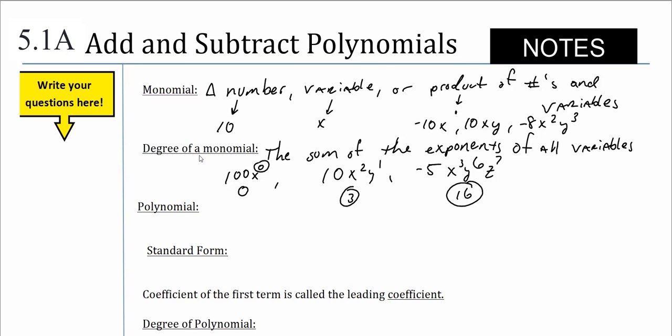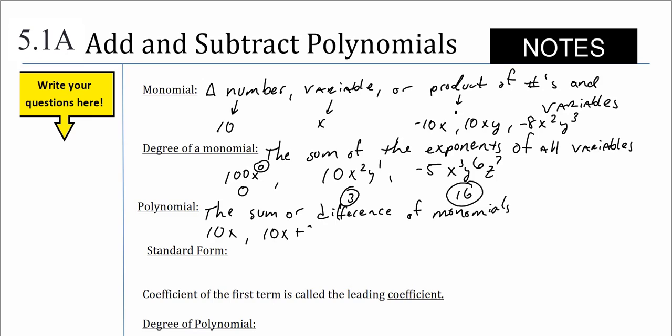What is a polynomial? A polynomial is the sum or difference of monomials. So if we know a monomial is a number, a variable, or a product, so now if I take a bunch of those, or even take one of them, so for instance, that 10x is a polynomial. 10x plus 2 is also a polynomial. 10x squared plus 2x minus 1 is a polynomial. And I can go on and on and on.